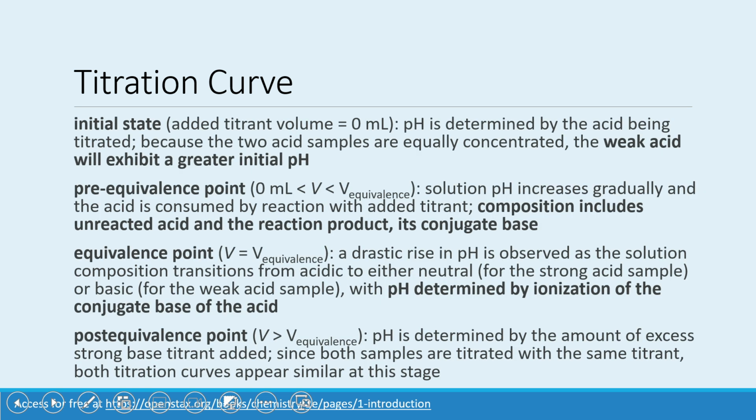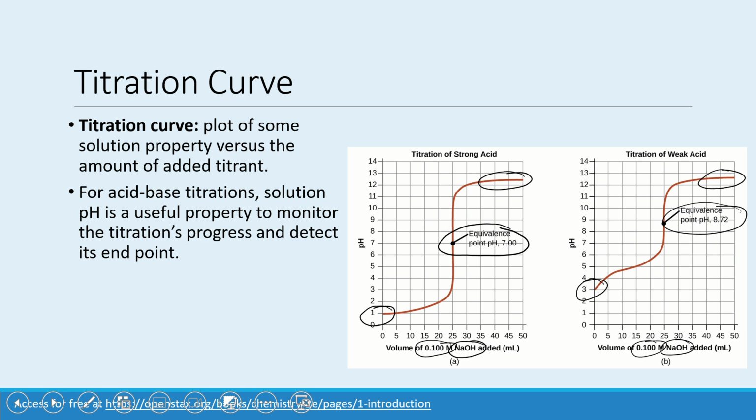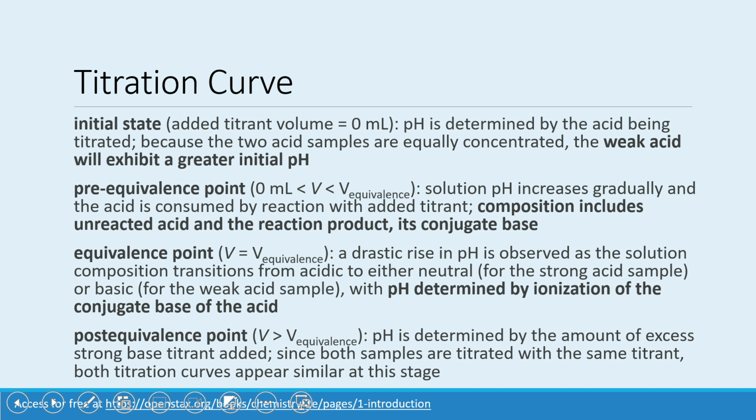So in words, again, we won't go through all of this, but this is just a summary of what I've been talking about. The initial state, that's before you add any of your strong base, and so your pH is going to be determined by the pure acid, whether it is a weak acid or a strong acid. Now the pre-equivalence point, that's before you reach the equivalence point, so we would be in this area here. You're going to have leftover acid that hasn't reacted with the base. So all of the base will be used up, and the leftover acid will determine your pH.